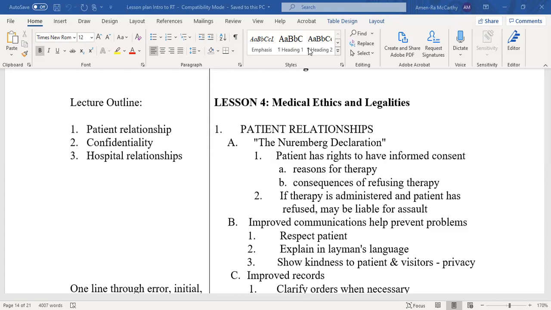Explain in layman's language. Don't go in there talking about your beta 2 receptor needs to be dilated, right? You just say, I'm gonna give you a breathing treatment, help you feel better. Okay? Speak in their language so that they can understand exactly what you're doing.